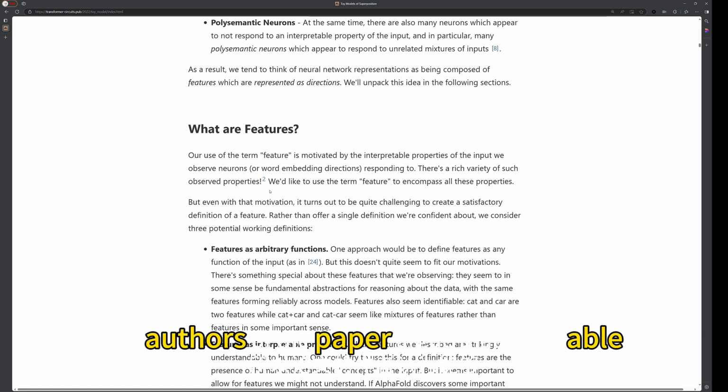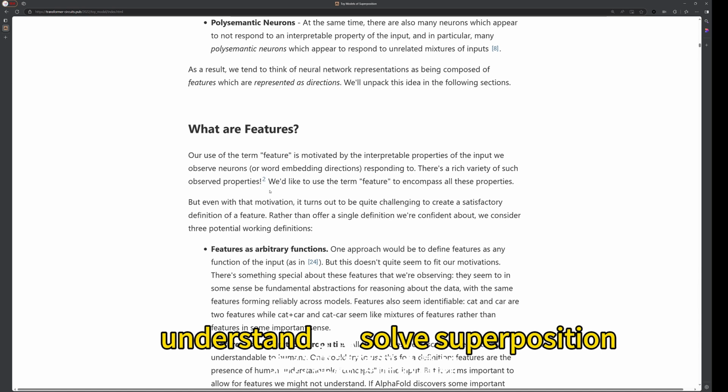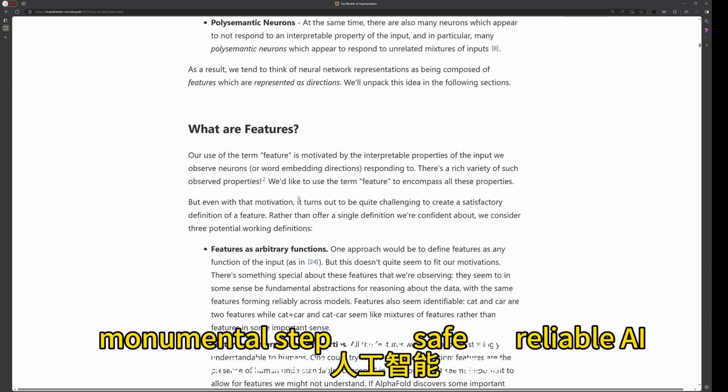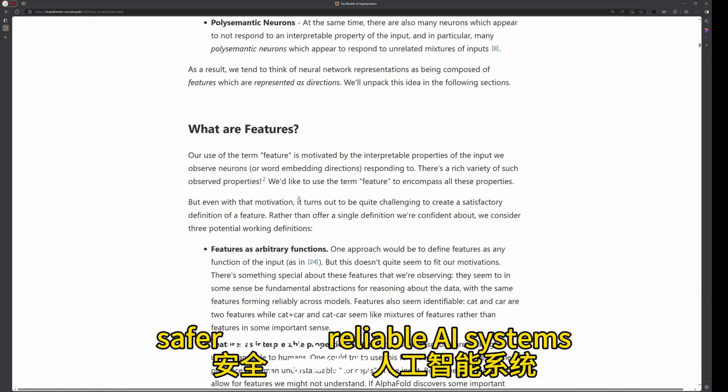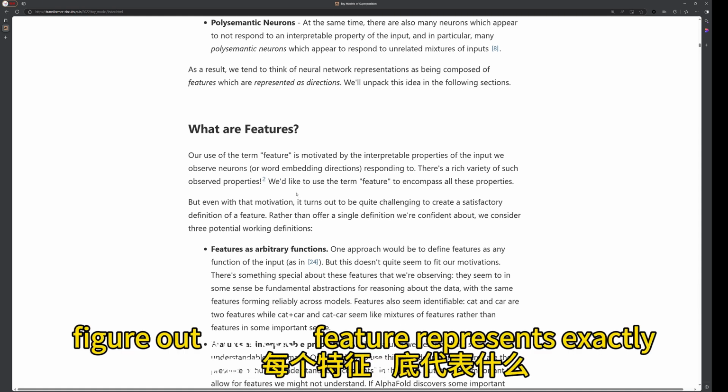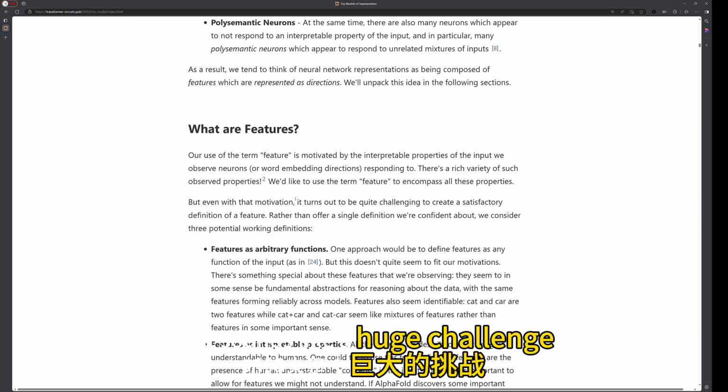So the authors of the paper argue that being able to fully understand and solve superposition would be a huge, monumental step towards safe and reliable AI. Safer and more reliable AI systems. So we need to crack this code, figure out what each feature represents. Exactly. That sounds like a huge challenge.